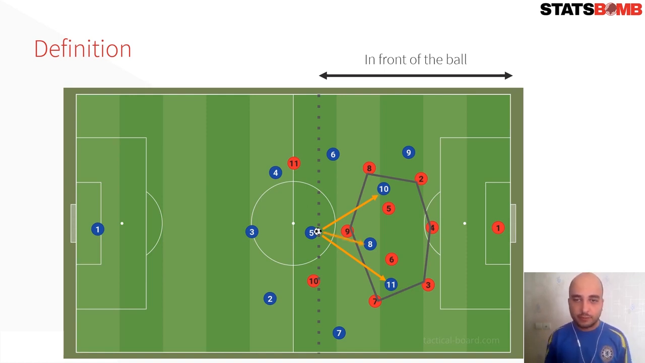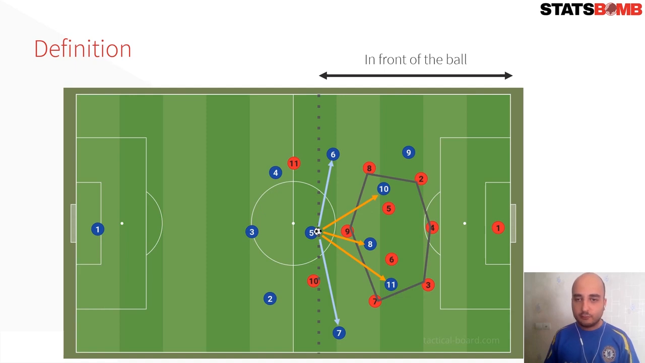Maybe the pass to player number 8 is a bit difficult because player number 9 of the red team can intercept. The player number 5 also has other passing options, player number 6 and number 7, or maybe he can just play the ball backwards to their defense.